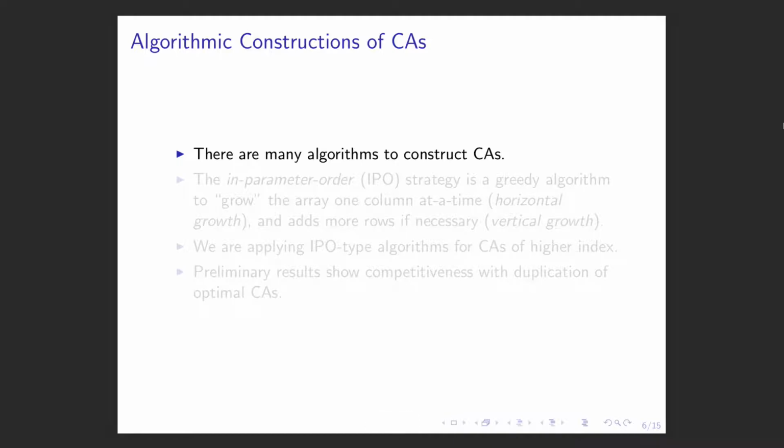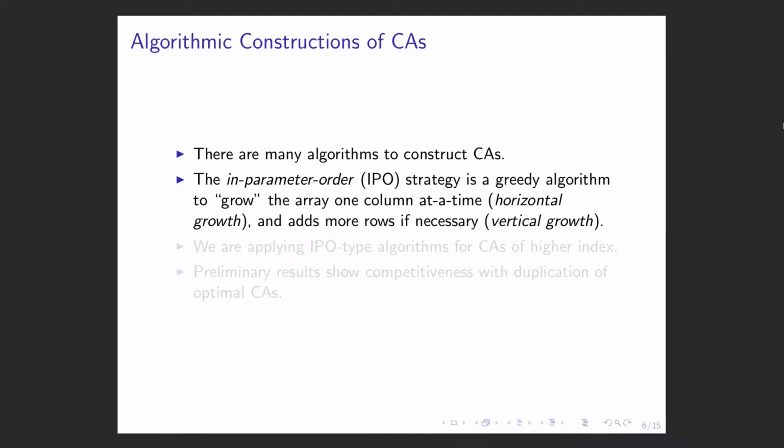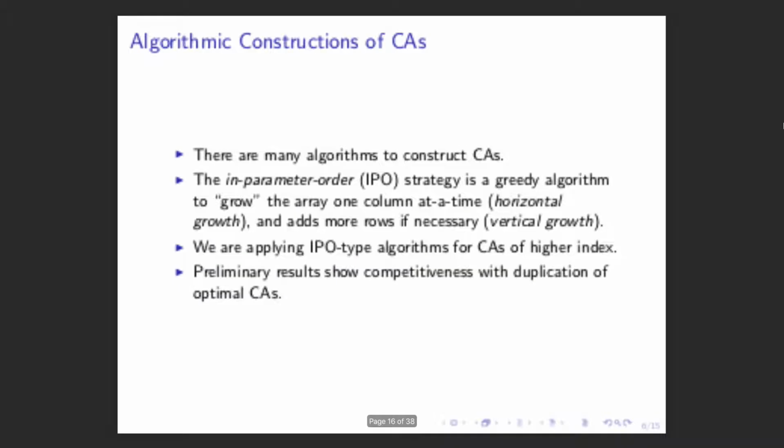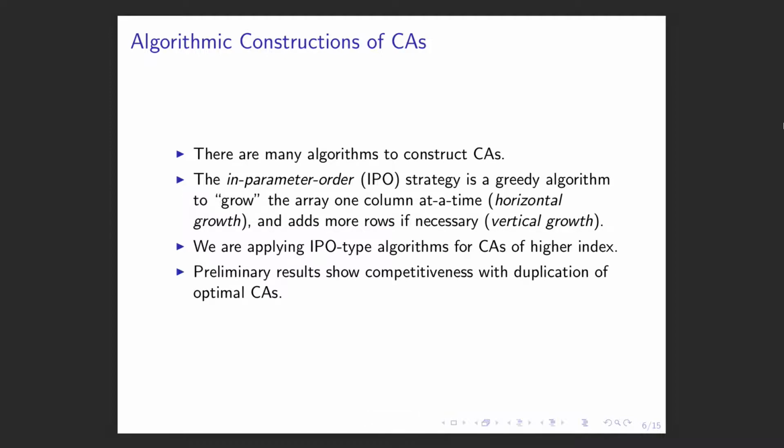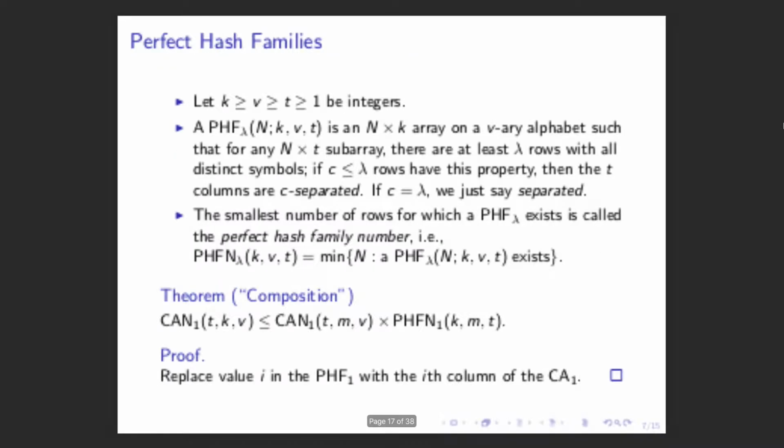So I'll show you some of the work that we've done. One method, which is from the folks at SBA Research, is something called the IPO strategy, where you start with an initial covering array of index whatever, then we try to add a column, and then we add as few rows as we need to accommodate that new column. We have been applying this, and it shows competitiveness with the optimal covering arrays, not just the ones that arise from duplicating the array, which is pretty nice.